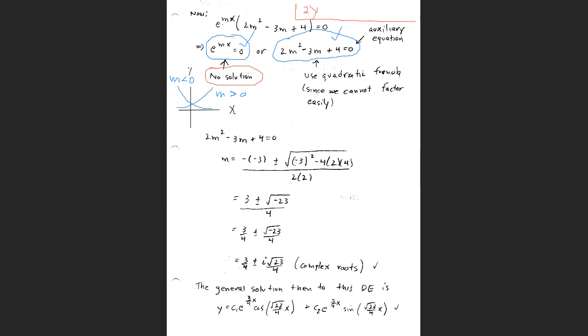Notice that the original differential equation, the differential equation that we're trying to find solutions for, is 2 times y double prime minus 3 times y prime plus 4 times y equals 0. Isn't that kind of interesting? Our differential equation was 2y double prime minus 3y prime plus 4y equals 0.